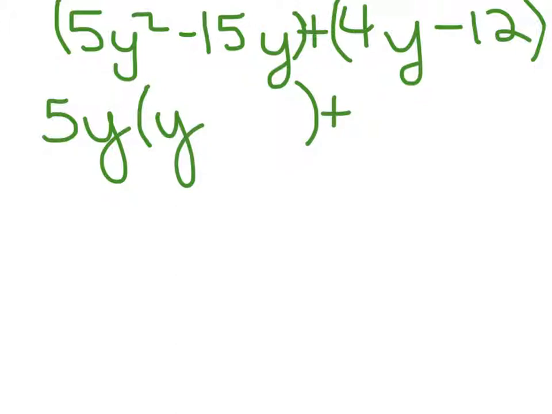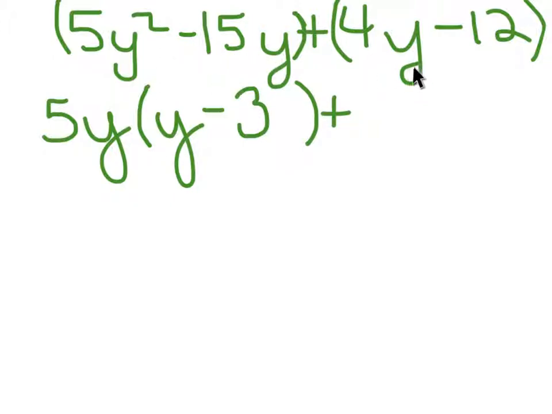Okay, and then 15y. 15 divided by 5 is 3, and because we have a minus here, we need to move it down here. So we're going to put minus 3. And then y divided by y is just 1, so we're not going to write that. So now we have 3 factors in this group. We have 5y and y minus 3. And all those 3 things multiplied together will give us 5y squared minus 15y.